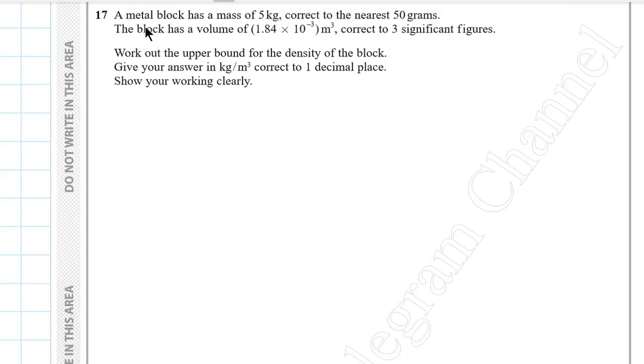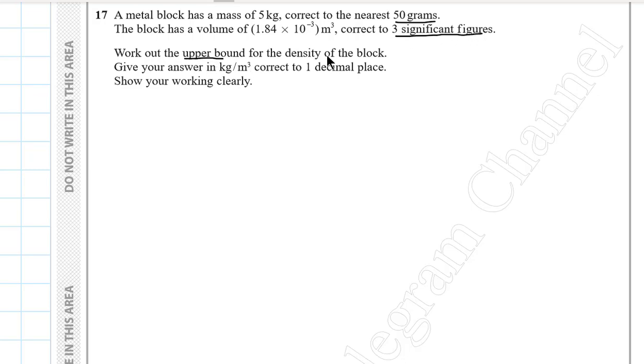244 degrees. 17. A metal block has a mass of 5 kilograms, correct to the nearest 50 grams. Okay, here we have different units now, so we must convert one of them to another. The block has a volume of 1.84 times 10 to the power of -3 meters cubed, correct to 3 significant figures.